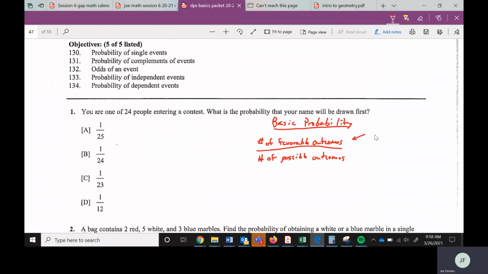Favorable outcomes. The word favorable usually means something you want, and a lot of times favorable can mean good. In this case, it's not necessarily always good. It just means what you're looking for. So you could find the probability of losing a game or something like that. That's not necessarily a good thing, but it's what you're looking for.